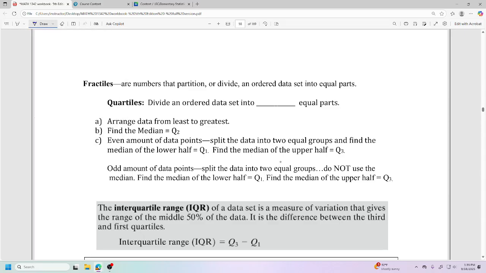Hello and hello again. But quartiles is a huge topic, and quarter means four equal parts, right? How many quarters in a dollar, right? Four. So that's what we're going to be doing: taking this data and cutting it up into four equal parts.